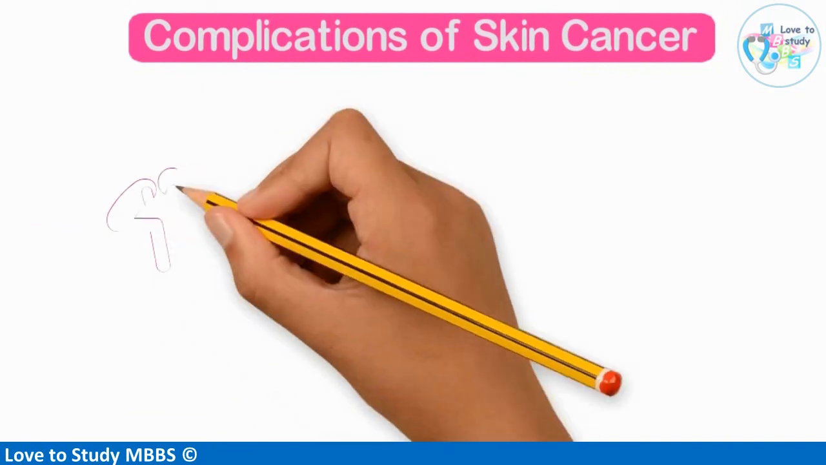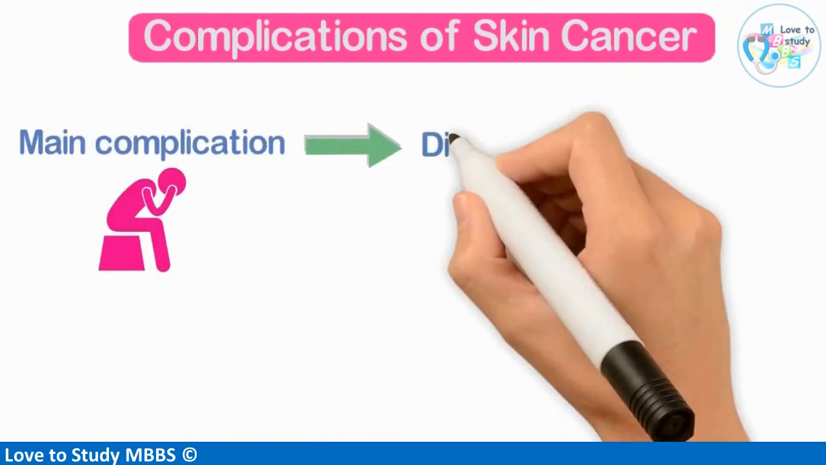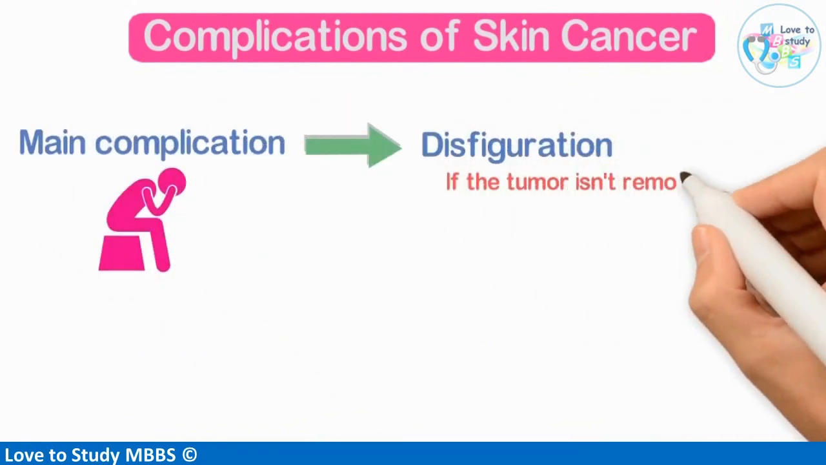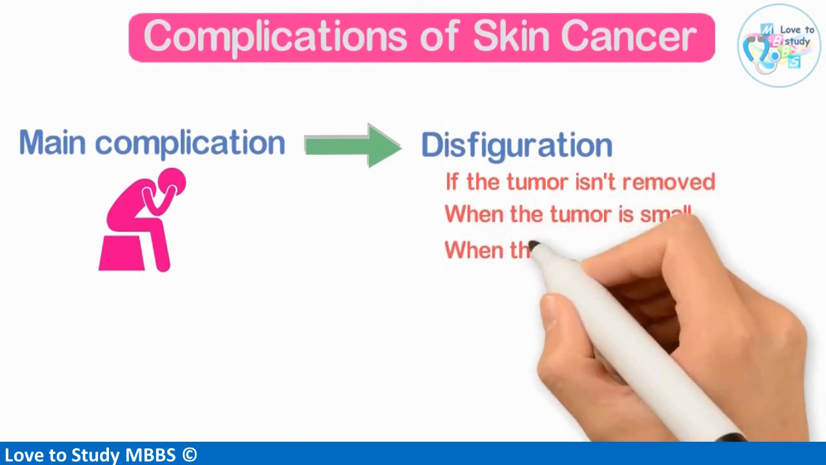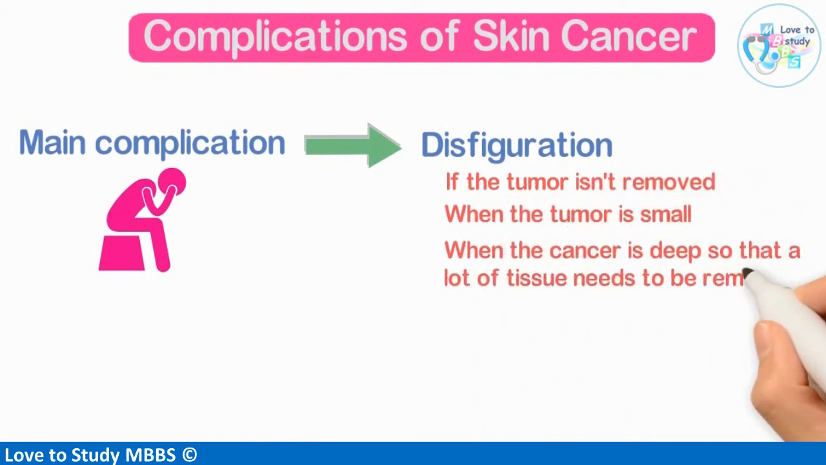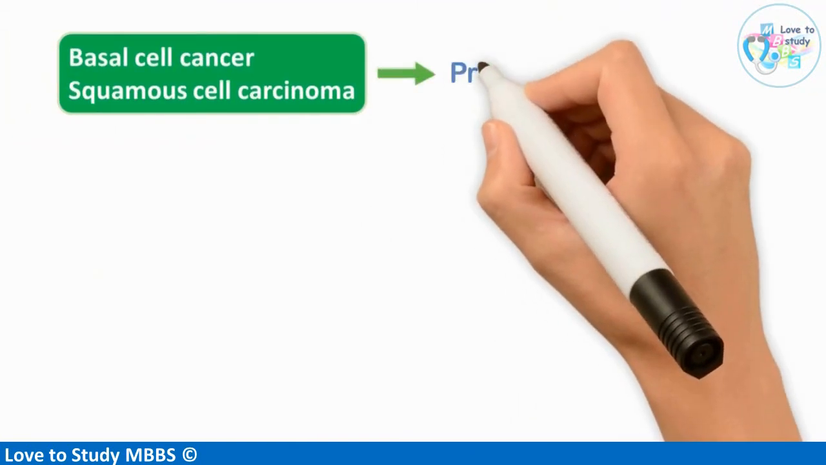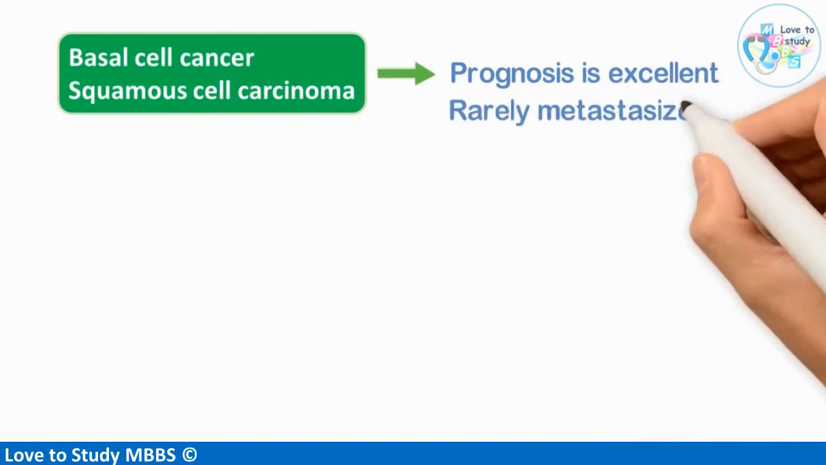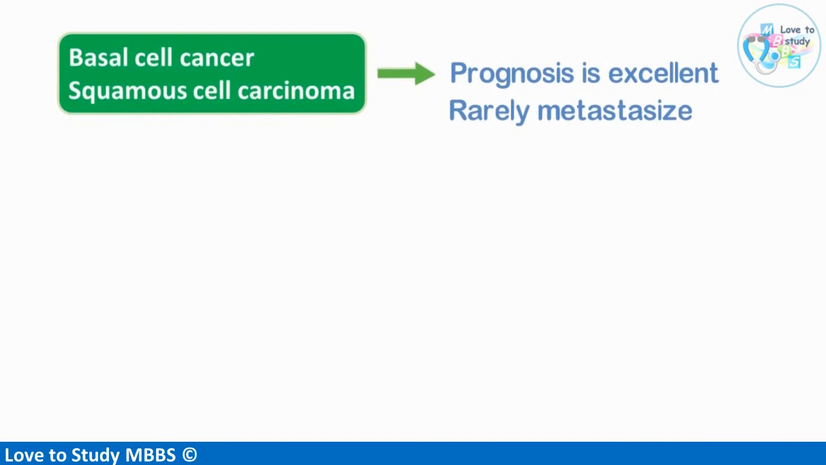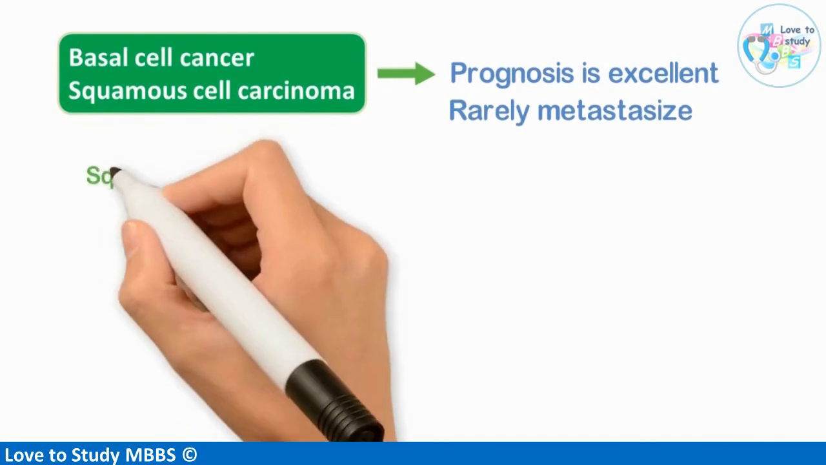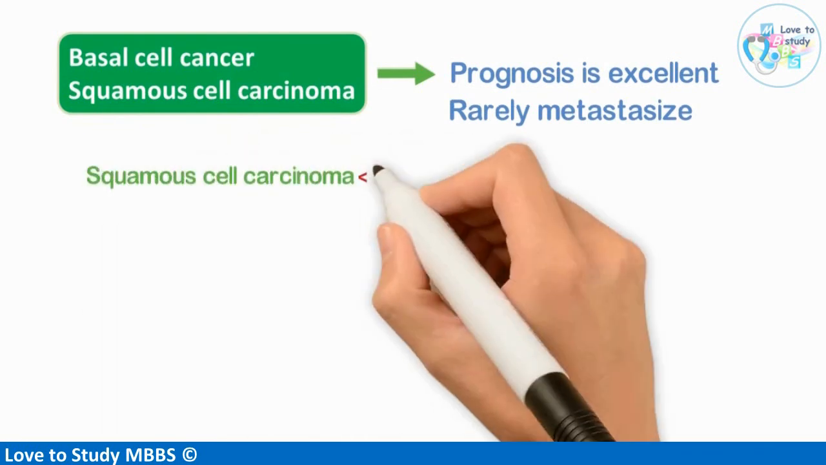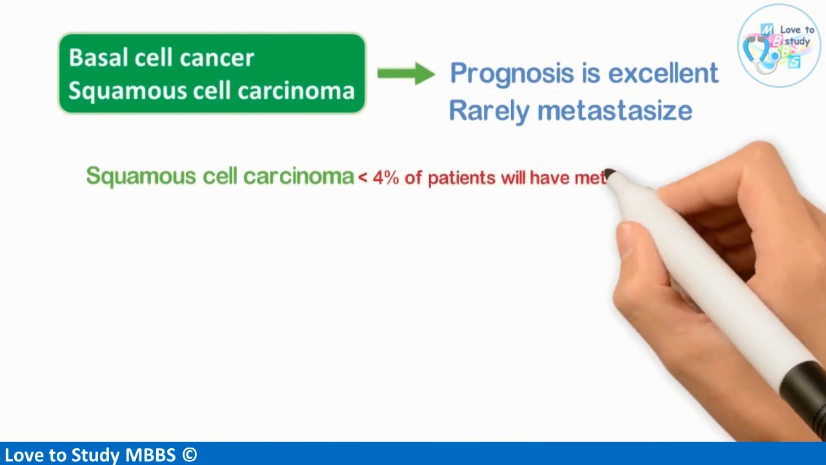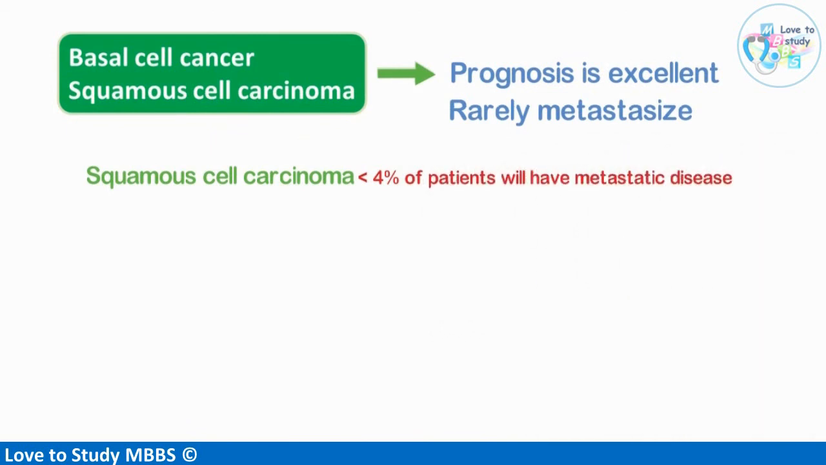The main complication of skin cancer is disfiguration, which can occur if the tumor isn't removed when it is small, or when the cancer is deep, so that a lot of tissue needs to be removed, causing disfiguration after surgery. The overall prognosis of BCC and CSCC is excellent because these cancers rarely metastasize. They tend to destroy local tissue first, with CSCC having a slightly greater potential to metastasize than BCC. Even so, less than 4% of patients with CSCC will have metastatic disease.